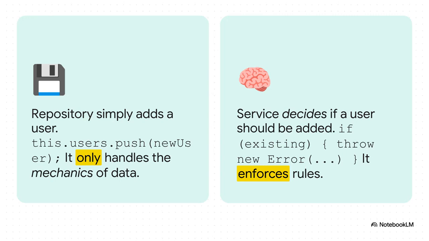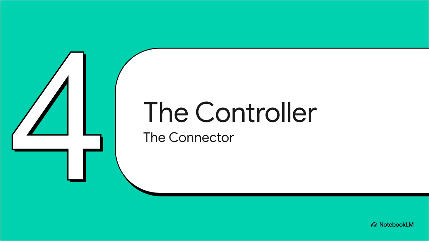Okay, this slide is where it all clicks. Look at the left. The repository's job is dumb and simple. Just push a new user into the array. But on the right, the service is doing the thinking. It's asking the repository, hey, real quick, does a user with this email already exist? That is a business rule. The service decides if a user should be created, while the repository just handles the simple mechanics of creating it. See the difference?